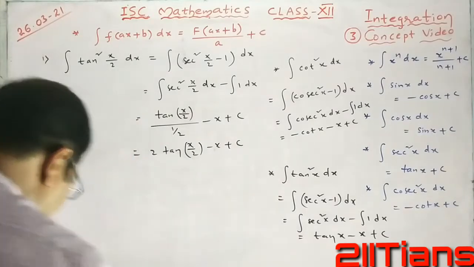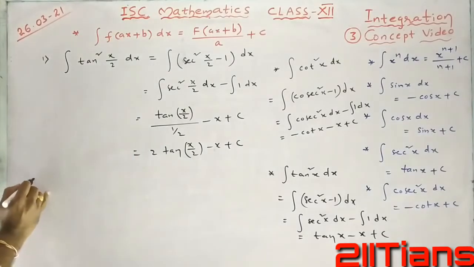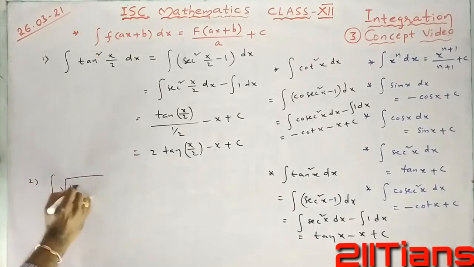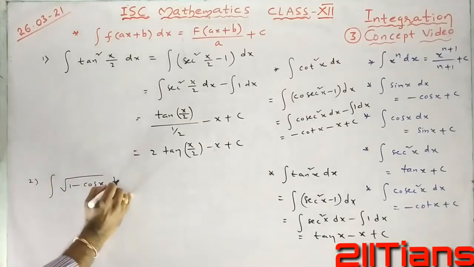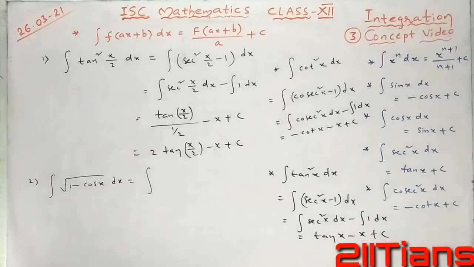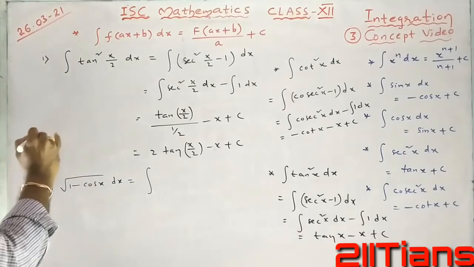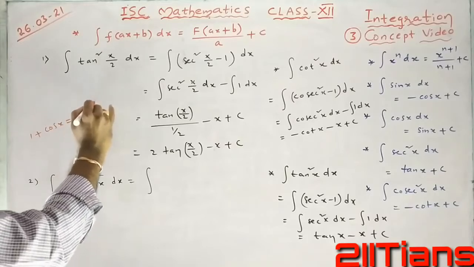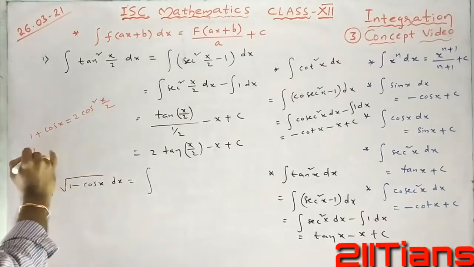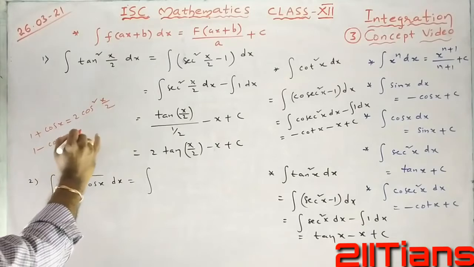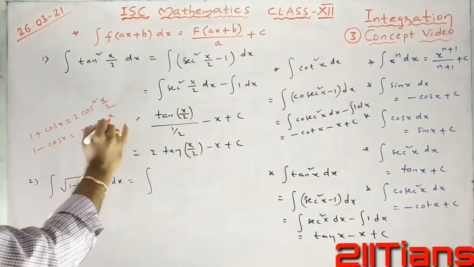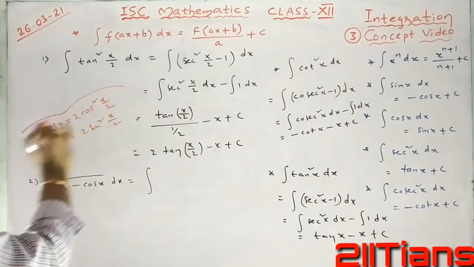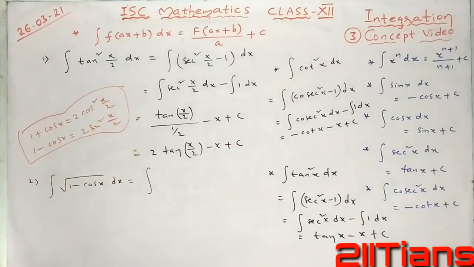Next one is the integral of square root of 1 minus cos x. We have seen earlier, from the multiple and submultiple angles, that wherever we get 1 plus cos x we can write 2 cos square x by 2, and 1 minus cos x we can write as 2 sin square x by 2. This is a very important fundamental.